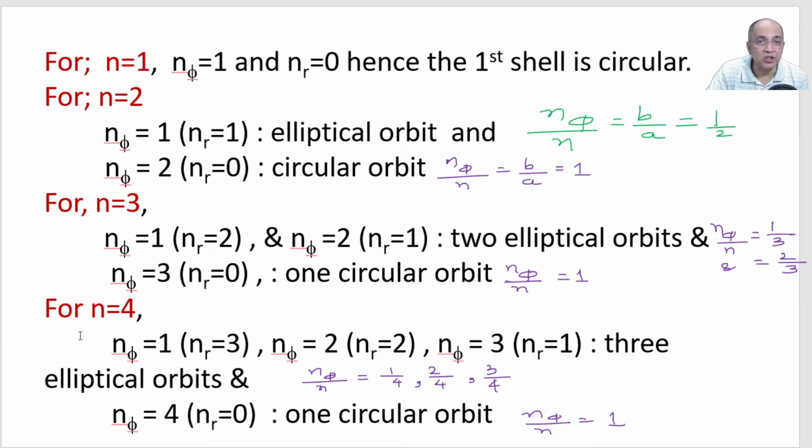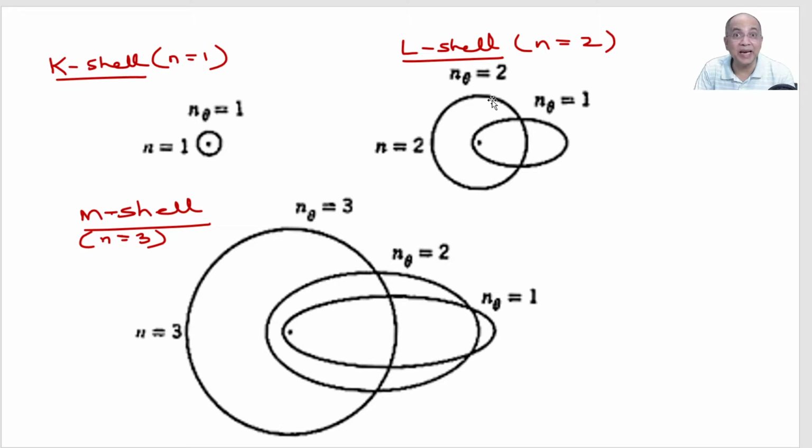Similarly, when n is equal to 4, the fourth cell has 4 azimuthal quantum numbers. 1, 2, 3 represent the elliptical orbits, and 4 represents the circular orbit. In the same way, B by A is 1 by 4 when n phi is equal to 1, 2 by 4 or 1 by 2 when n phi is equal to 2, and 3 by 4 when n phi is equal to 3, and these three are elliptical orbits. When n phi is equal to 4, B by A is equal to 1, it is a circular orbit. I have shown it once again for you.